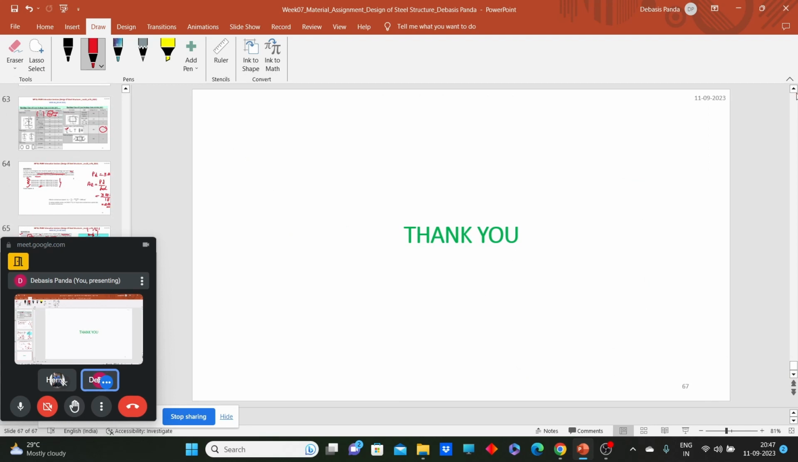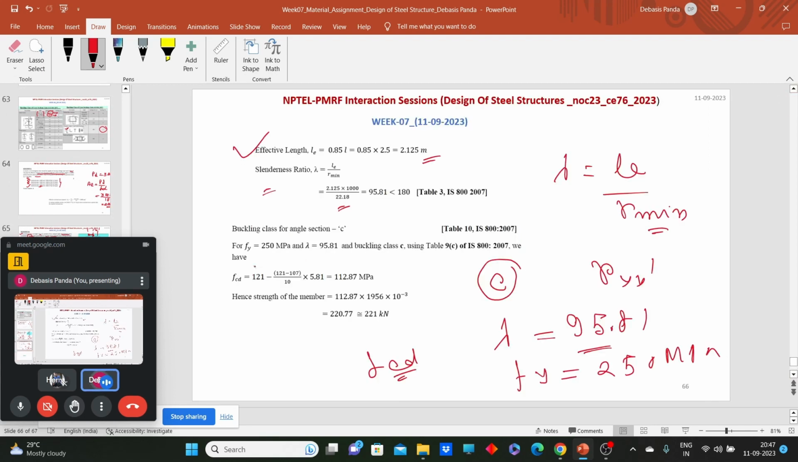The linear interpolation is done between the values of, I think, 90 and 100. So this value comes as this, and the FCD value comes as 112.87 MPa. This interpolation I have already shown you in the previous examples when we solved the design strength problems, the single angle problem, and others. So you can go back to the videos and see. Here the FCD value comes as this.